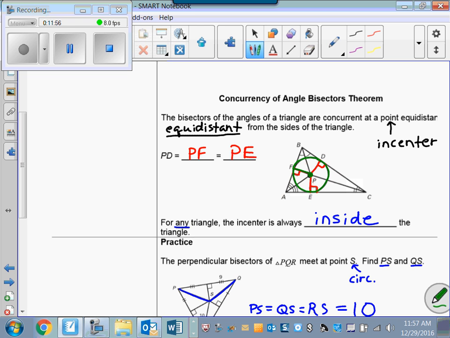Okay, and what we call this, when we have a circle that is inside, and this circle is tangent to this triangle at 3 points, right? 3 points of tangency. A circle that is inside of a triangle like that with 3 points of tangency, we call that circle inscribed. That circle is inscribed in the triangle. Sorry, I forgot to point that out to you.